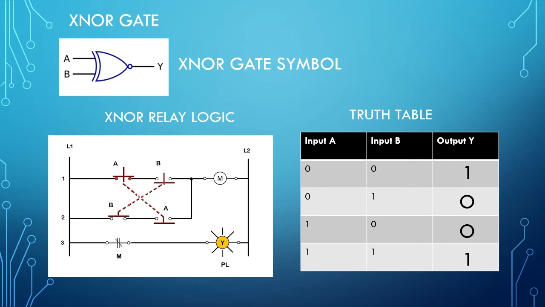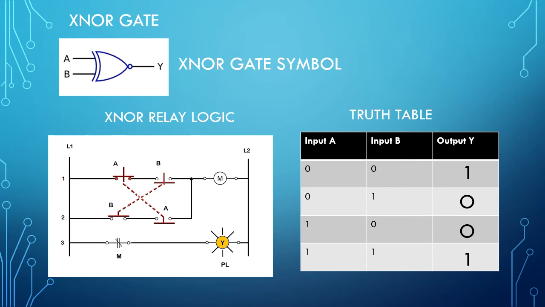If I should press both A and B, well, A closes line 1, but B opens line 1. B closes line 2, but A opens line 2, not allowing any current to get to my coil, thusly no armature action, and so my contacts remain closed on line 3, and my light is on.